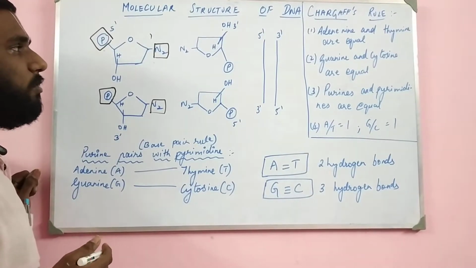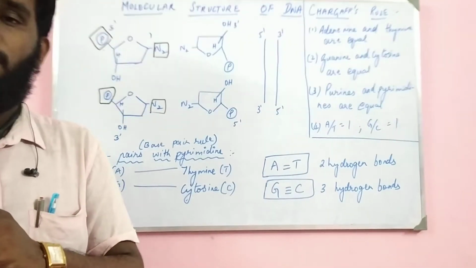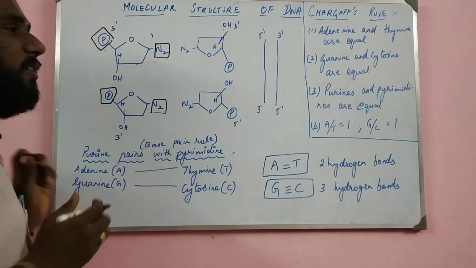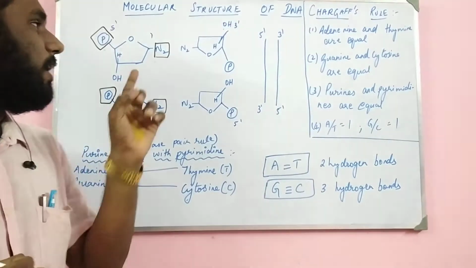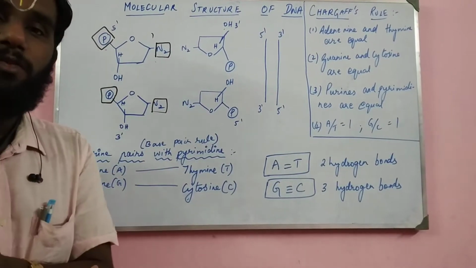In this deoxyribose, to the first carbon is attached the nitrogenous base. Followed by that attachment, on the left side, you have the phosphate linkage. So we already know that the first carbon is being attached to the nitrogenous base and the fifth carbon is being attached to the phosphate linkage.